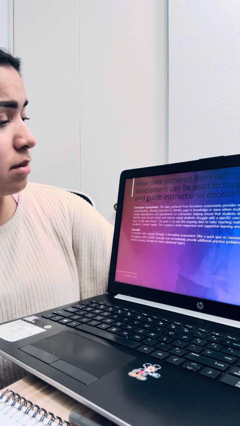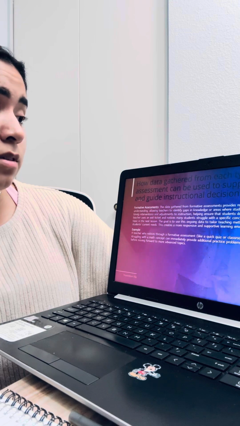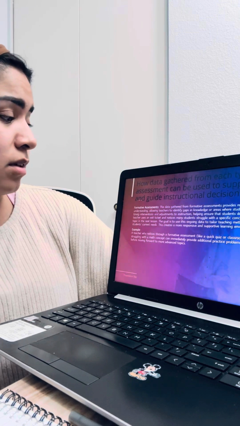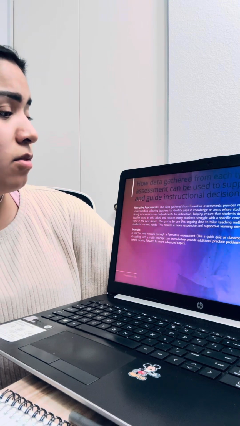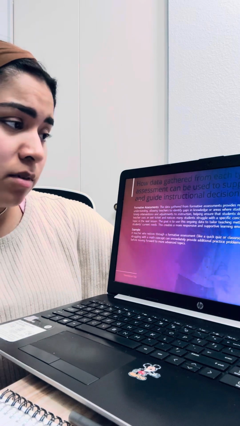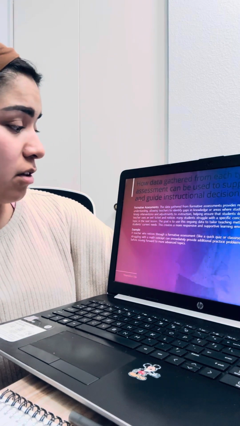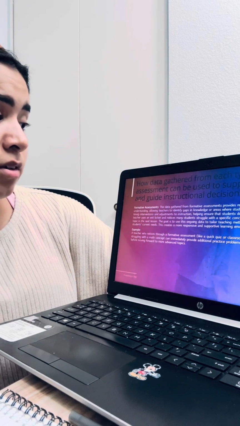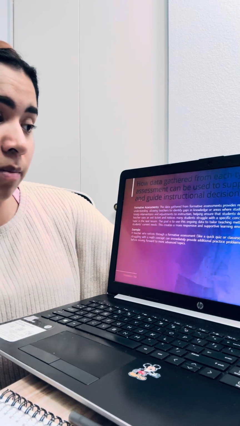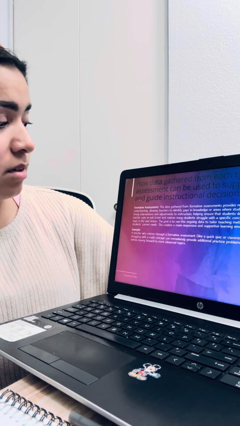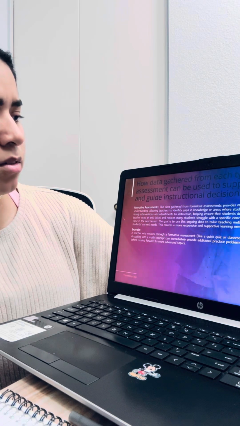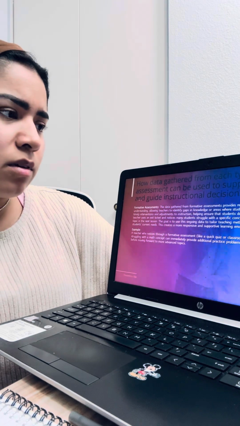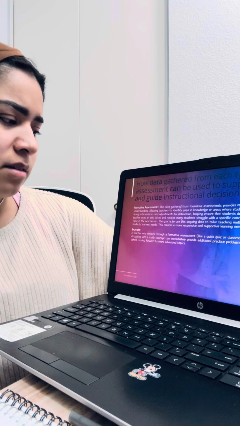For formative assessments, the data gathered provides real-time feedback on student understanding. It allows teachers to identify gaps in knowledge or areas where students are struggling. This allows for timely interventions and adjustments to instruction, helping ensure that students don't fall behind. For example, if a teacher uses an exit ticket and notices that many students struggle with a specific concept, they can quickly revisit that topic in the next lesson.